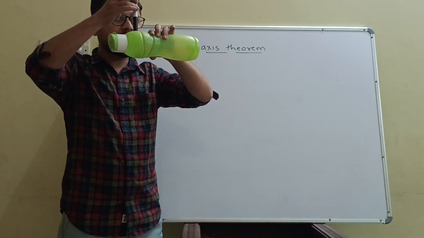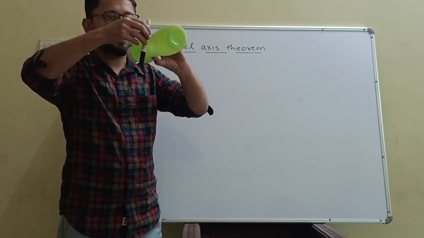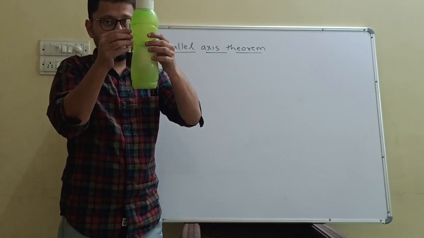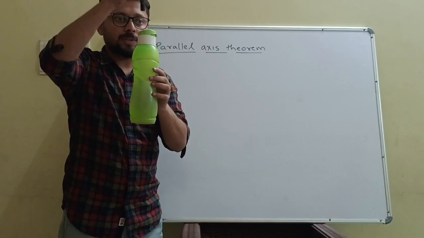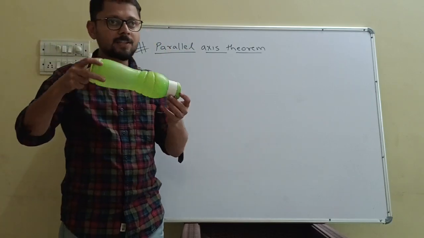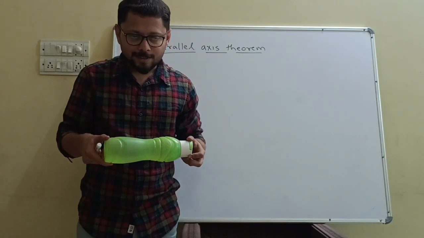I can put an axis even here, passing through it, and rotate it like this. I can put an axis through the center, rotate it like this. I can put an axis here, rotate it like this. I can put an axis like this and rotate it like this. So there are infinite ways of rotating a body depending on the axis.